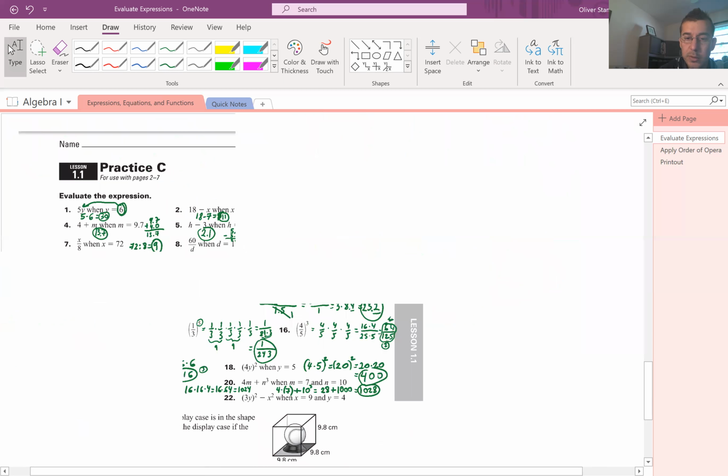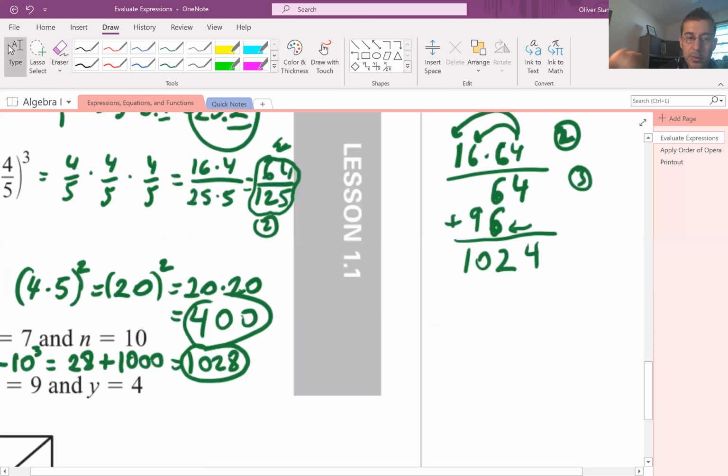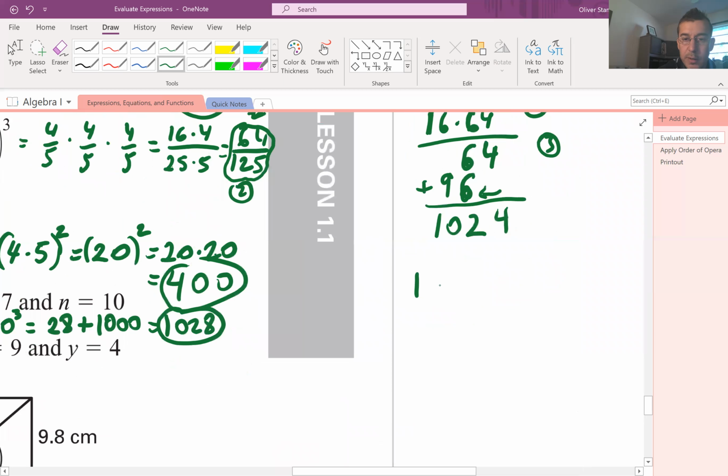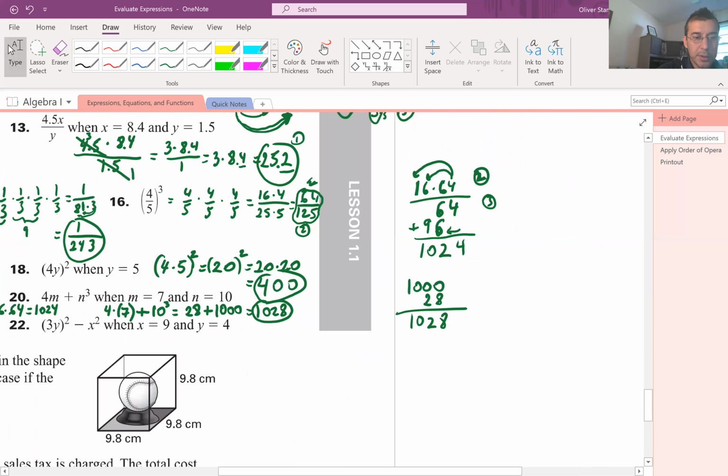And why is it 1028? Let's do it on the side again. We have 1000 and we have 28. These are zeros. So whatever we have here, that's what comes down here, and then 1 0. That's why it's 1028. Okay, that was number 20.